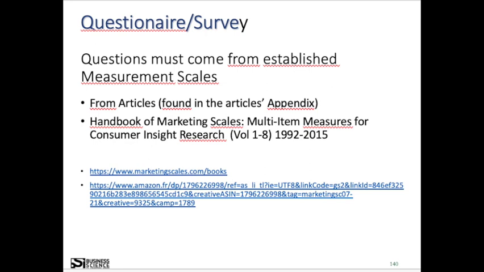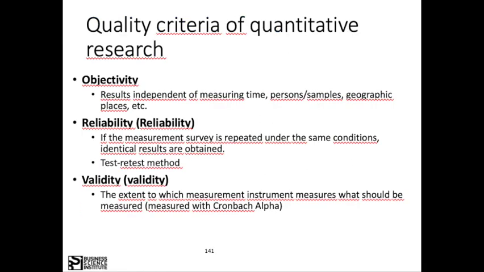This leads me to the psychometric criteria, quality criteria of measurement scales, because they should fulfill different criteria in order to be valid. First of all, objectivity. The results should be independent of measuring time, persons, samples, geographic places, etc. This corresponds to one of the main criteria. So whenever you measure a phenomenon in Germany, in different cities, Hamburg, Munich, or Stuttgart, the results should be the same. In the same sense, also independent of time. If you measure the phenomenon this year or last year, the results should be the same.